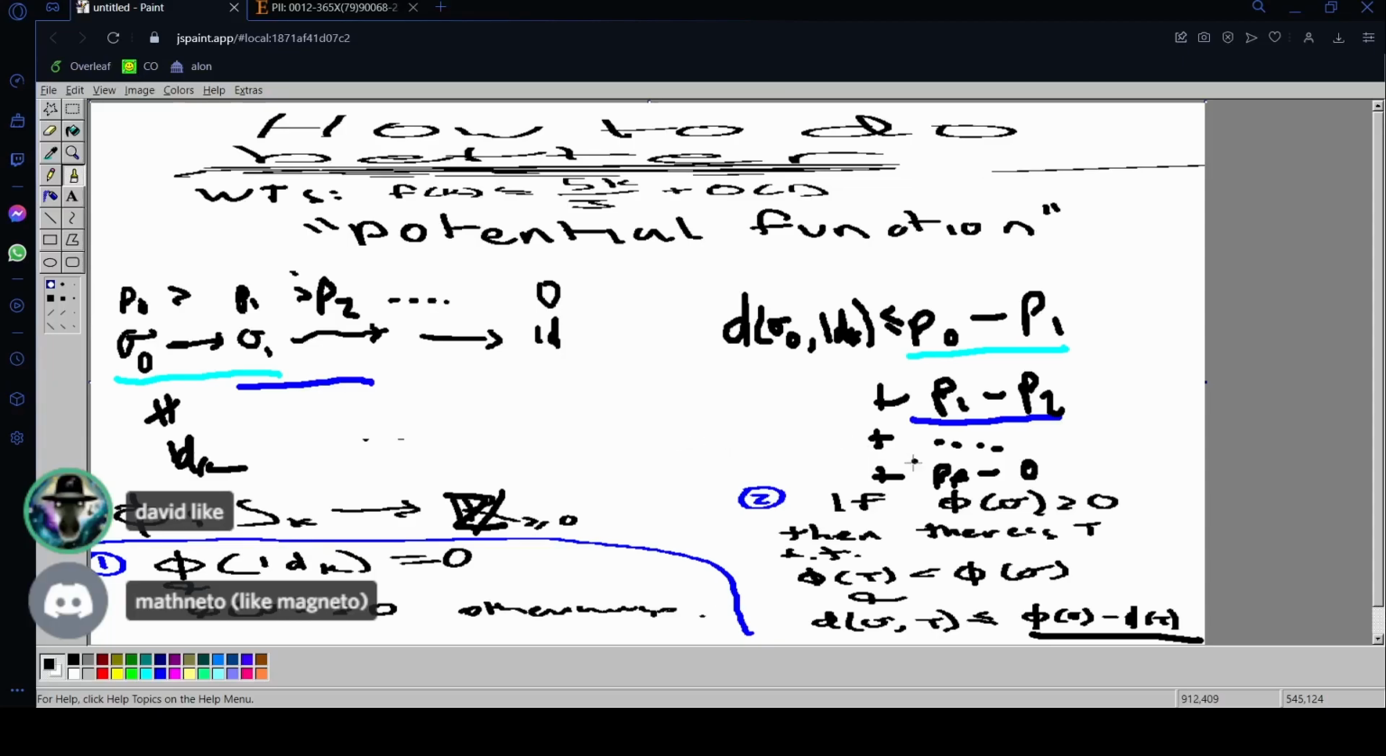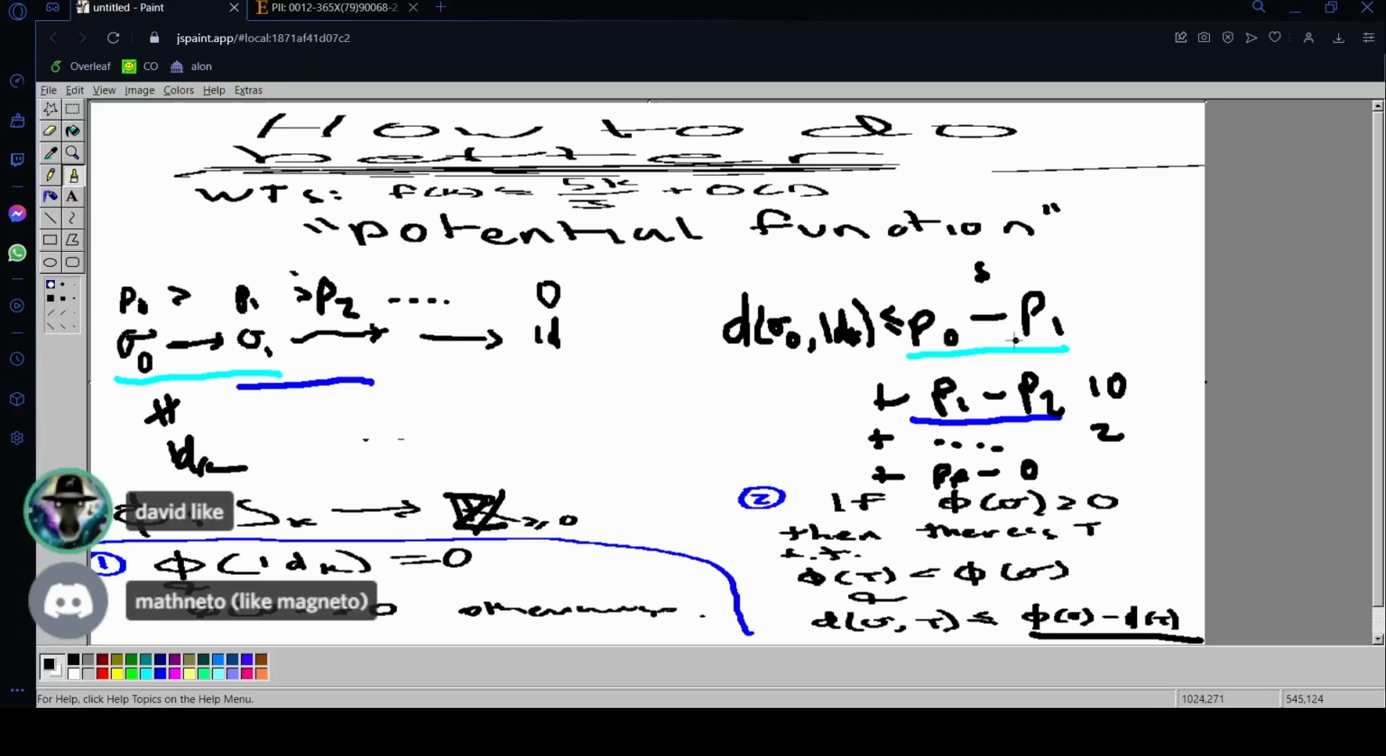So will all the successive distances between sigma and tau be less than the next? It doesn't have to be. For example, this could also be 5, this could be 10, this could be 2. They don't have to be ordered. What's important is how they relate, or that they collapse, essentially.